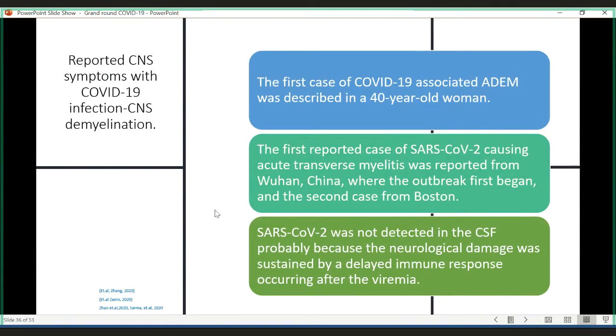CNS demyelination with COVID-19: multiple case reports have shown the association of CNS demyelination with the COVID infection, including ADEM and transverse myelitis. Interestingly, on investigation of those patients, the CSF did not show the virus, and that makes it possible that the damage could be related to a delayed immune response.